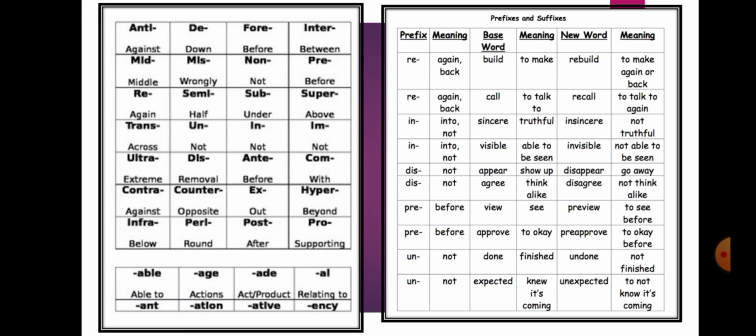Hyper means beyond. Hyper means what? Beyond. Hypertension, uncontrollable tension. And infra. Infra means below. For example, infrared rays. Peri, P-E-R-I. Peri means round. Peri plus pheral, peripheral. Pericardium.